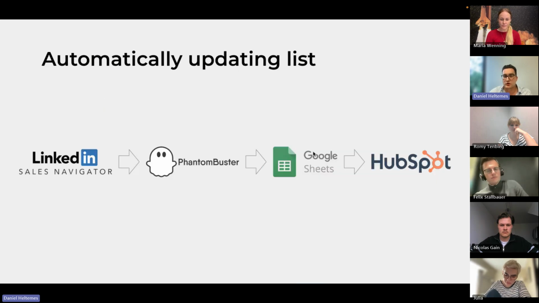Then all the information goes into Google Sheet. And from there, you can connect it, for example, with HubSpot and automatically always update this list. So you don't have to scrape again and again and again. You just click in Phantom Buster, repeat every week or repeat every 3 days or whatsoever, and then it automatically updates your list.